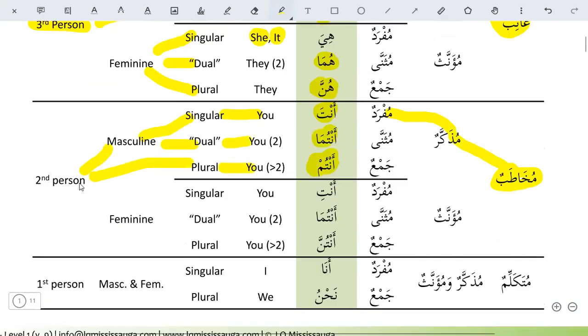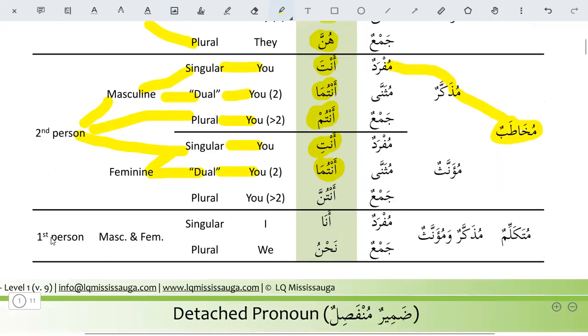For the second person, feminine singular, you, we use anti. For masculine, anta. For feminine, anti. And for feminine dual, you, antuma. Dual here is also the same for mukhatib and for ghaib. For second person and third person, dual is the same for muzakkar and muannas, masculine and feminine.